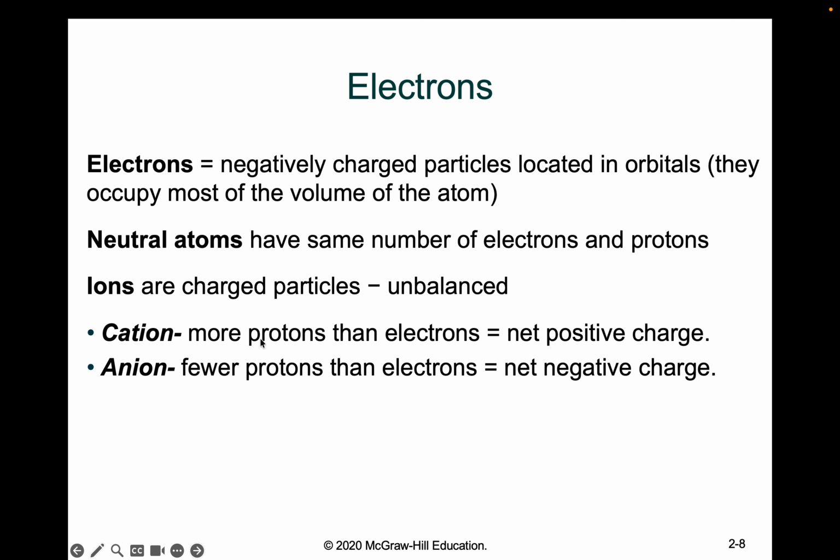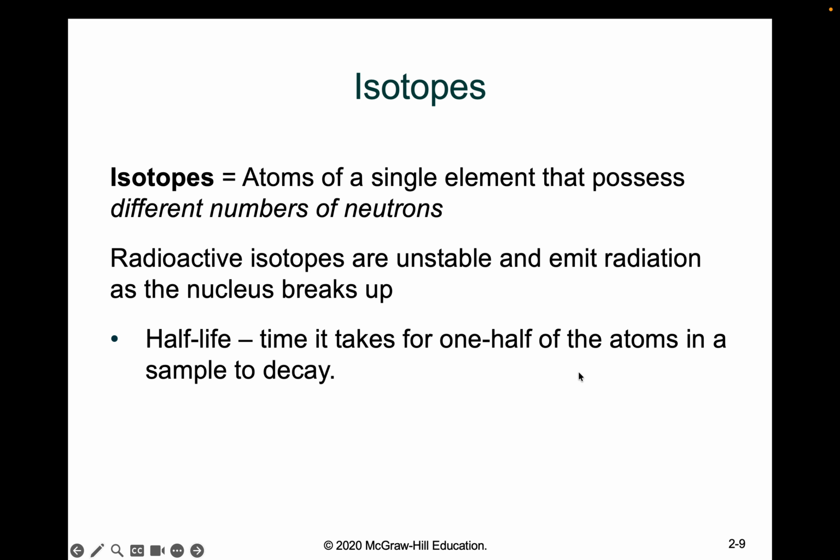Cations means that we have more protons than electrons. This happens when an atom loses an electron. So suddenly you have more protons, and you have a net positive charge. Anions are the opposite. It's when you have fewer protons than electrons, and this usually occurs when an atom steals an electron into its orbit, and that gives you a net negative charge.